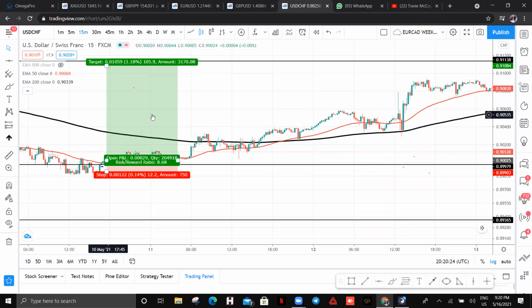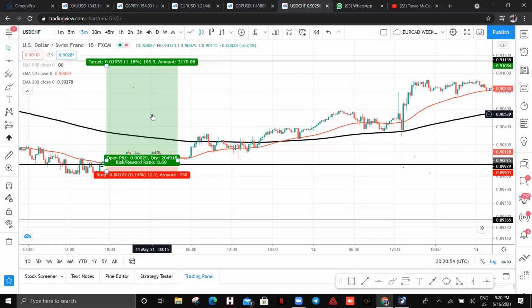What are you risking? 12 pips to get 105 pips. So even if you enter this trade and you hit your stop loss, you are losing just 12 pips. If you look for another opportunity and you enter that trade, and it goes your way, you're not just going to lose 12 pips, you're going to gain 105 pips.